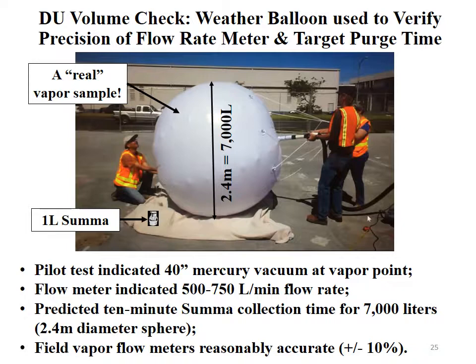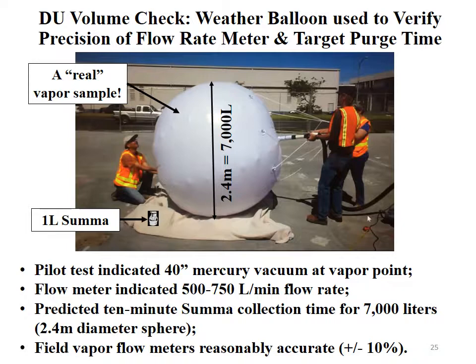So we actually bought a weather balloon, took it out to the site, hooked the system up to the vapor point, turned it on, and then we ran the discharge into a weather balloon. And once this balloon got up to a diameter of 2.4 meters, that was 7,000 liters. So we actually used this to verify the precision of the flow meters.